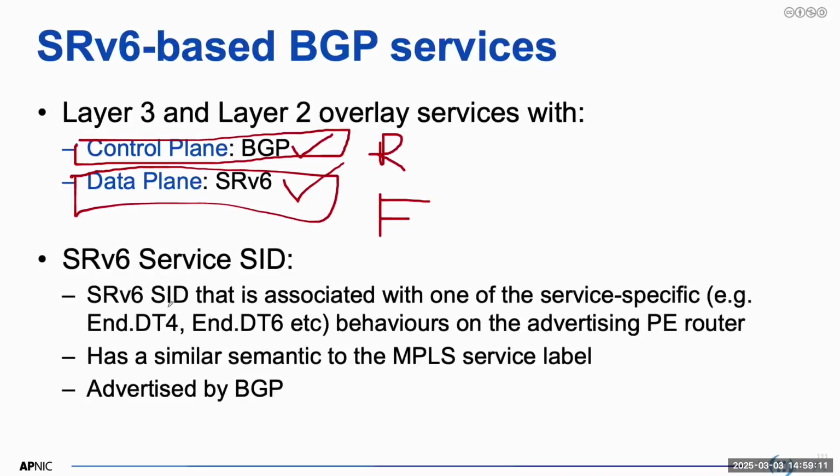In this case, the SRv6 SIDs are associated with one of the services. It could be End.DT4, which is your VPN v4, and End.DT6, which is your VPN v6 service. The behavior on the advertising PE router will be implemented, and this is similar to the MPLS service label we have, and we will advertise them using BGP.